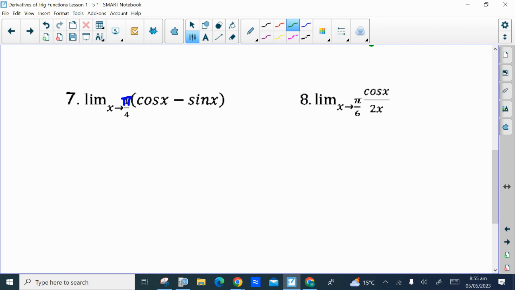Notice in this case, for number 7, it's not approaching 0. Plus the fact that there's no denominators there tells us that there aren't any non-permissive values. This one can be done just by substitution, by taking the cosine of pi on 4 and subtracting the sine of pi on 4. And those are both root 2 over 2. So we get an answer of 0 for that one.